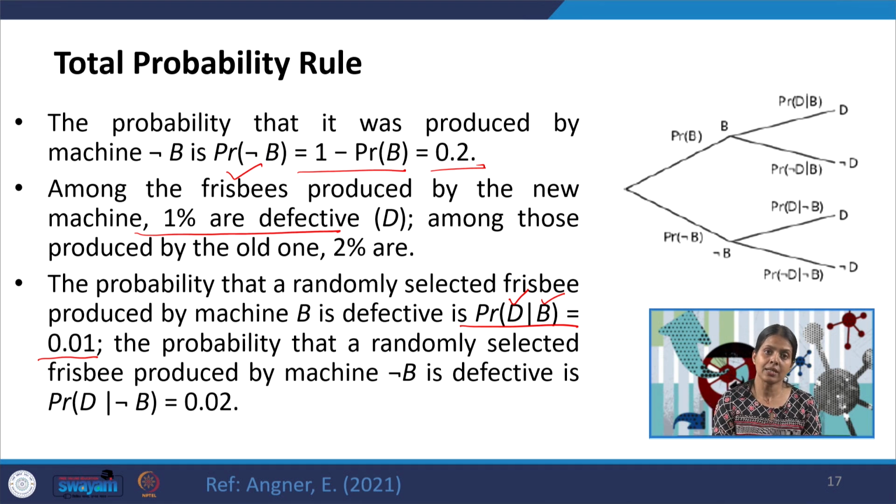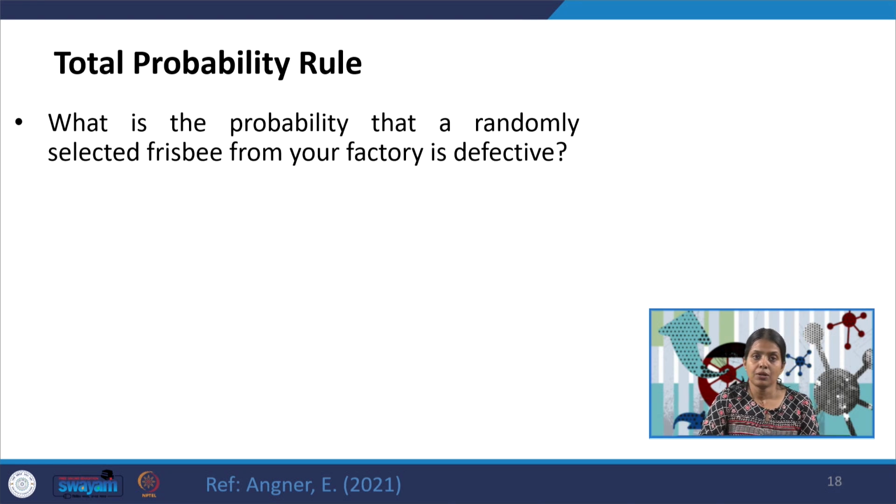Similarly, the probability that a randomly selected frisbee produced by machine not B is defective is 0.02, because this is the 2% clearly mentioned here. So, we write that the probability of one randomly selected frisbee turning out to be defective, provided that it was produced by machine not B, is 0.02. Now, what is the probability that a randomly selected frisbee from your factory is defective? Someone coming from outside, not knowing how many machines or anything that you have, would just pick up a frisbee to inspect. What is the probability that it will turn out to be a defective one?